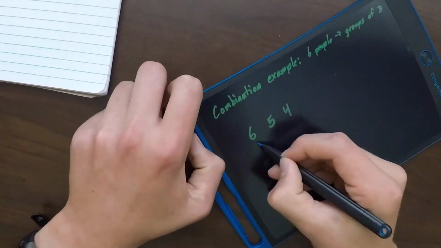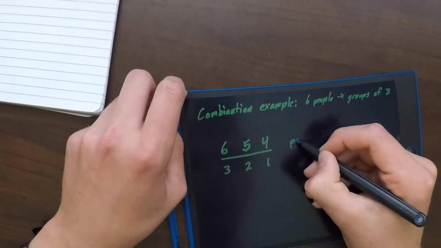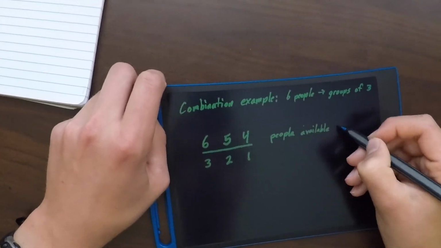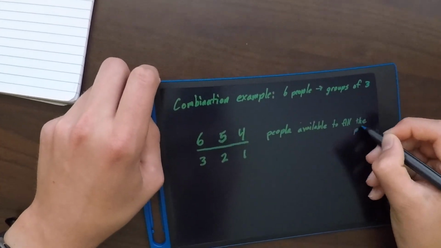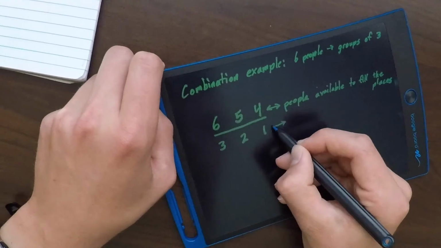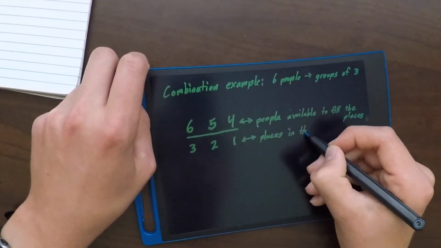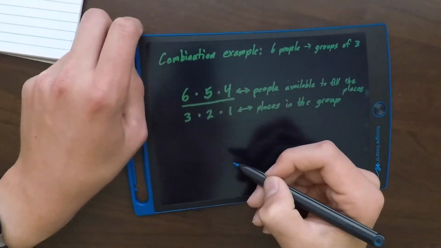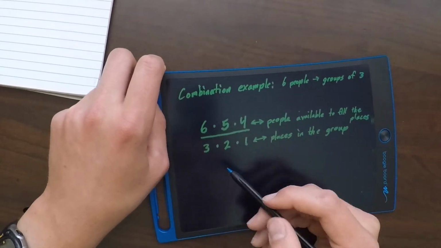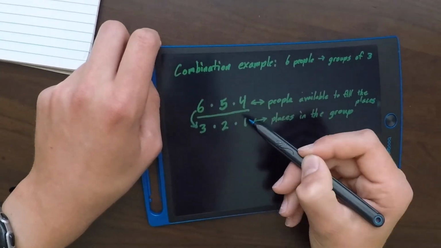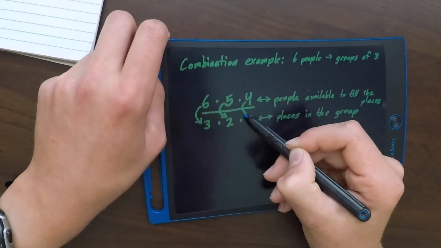Now I'll try and visualize it for you. So we have 6 people and 3 places in the group. There's 6 people available to be put in the third place in the group. Once that third place is filled, there's only 5 people available to fill the second last place in the group. And then after those 2 people have filled it, there's only 4 people available to fill the last place in the group. So since it's a combination, we multiply out the top and multiply at the bottom and divide.